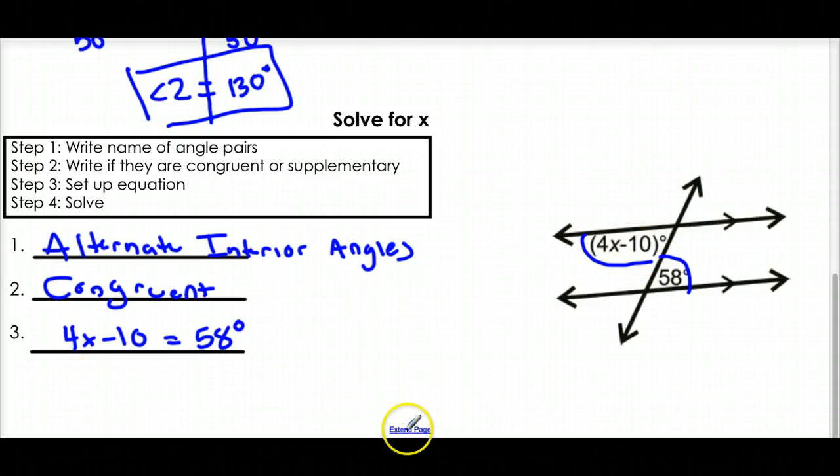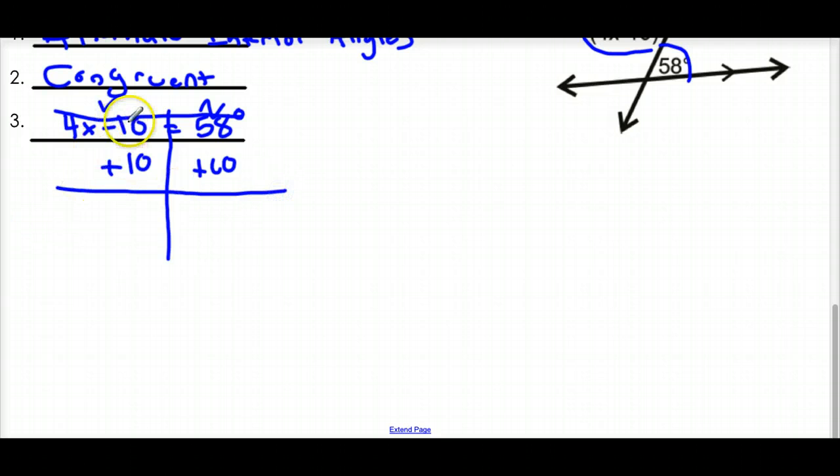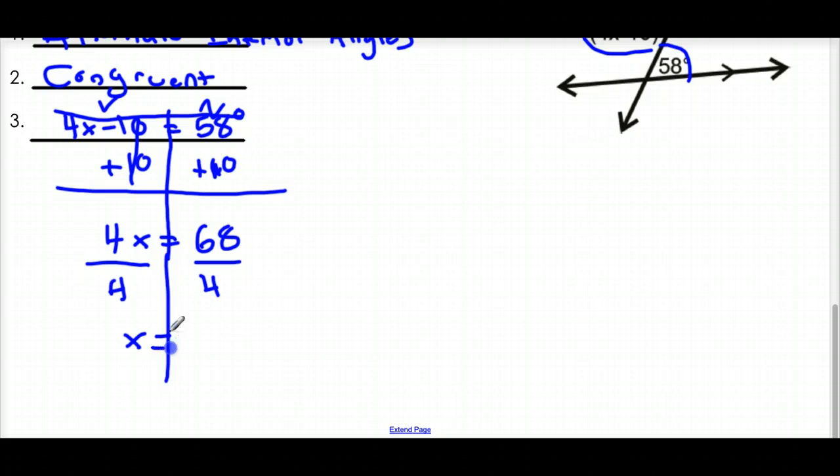So I'm just going to solve this. Drop my line down. Once again, I'm going to put variables over here and numbers over here. So I have to move my 10 over. I'm just doing a little solving. Do it on your own. You could pause the video and check if you get it right. This cancels. I get 4x is equal to 58 plus 10. That's 68. Do a little division. Divide by 4, and we get x is equal to 17. Boom, bang, bing. Did it.